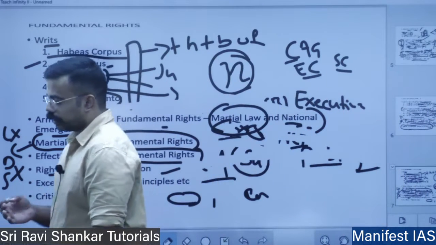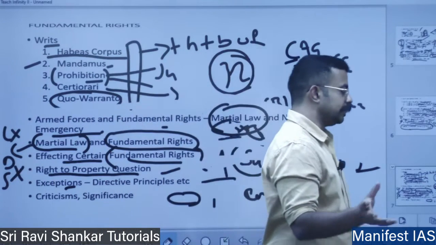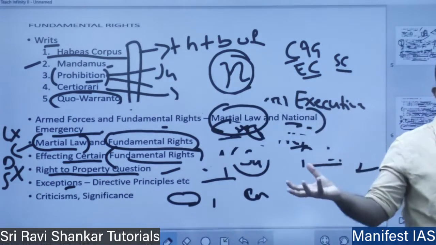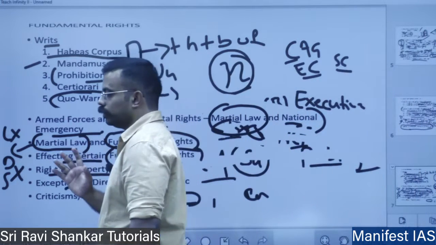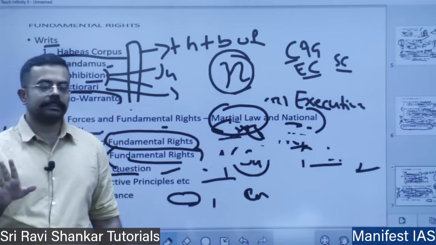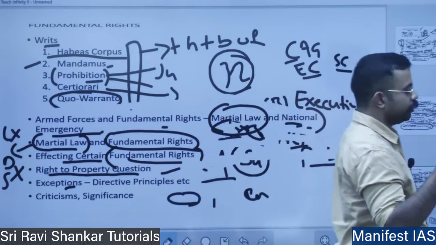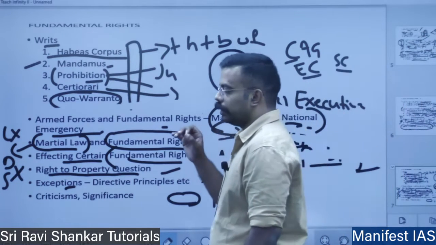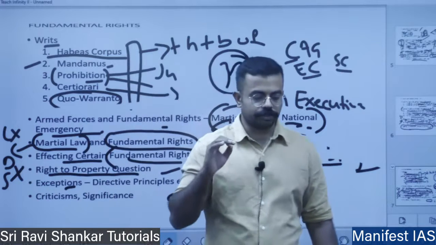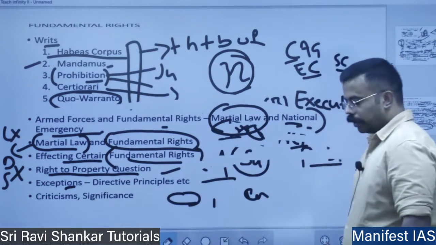However, what the parliament did, certain land reform acts and certain other acts, they put in the ninth schedule. So when they put these acts in the ninth schedule, even if it violates the fundamental rights, the person who is the victim cannot go to court asking the court to restore their property. That is one of the provisions.